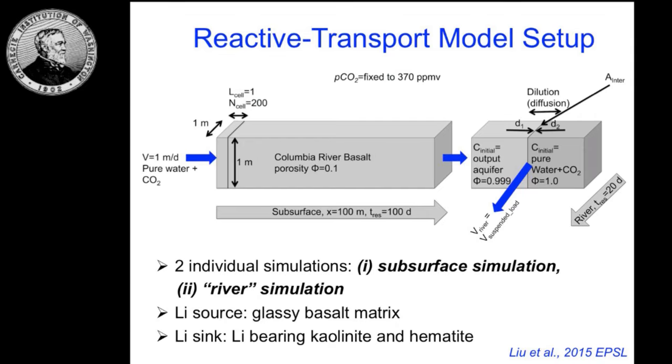And then this is what's going on in the rivers. We tried to simulate that. So we did these 2 individual simulations, both for the subsurface groundwater and for the river. For the source of lithium, we use glassy basalt because lithium is a relatively incompatible element, so it goes to the glass, for those high temperature geochemists. And lithium is also hosted in the secondary minerals. We assume it's in the kaolinite or hematite, right?